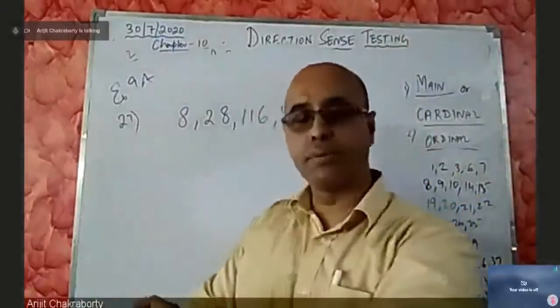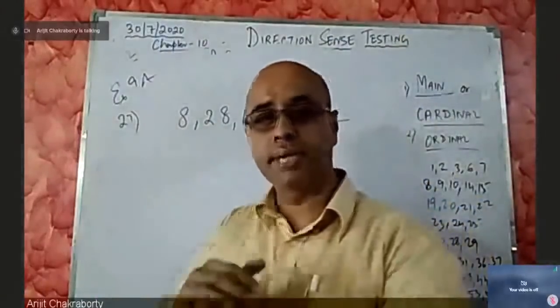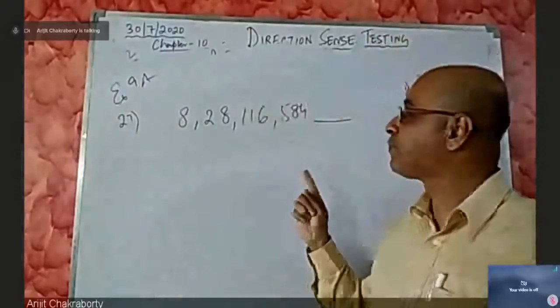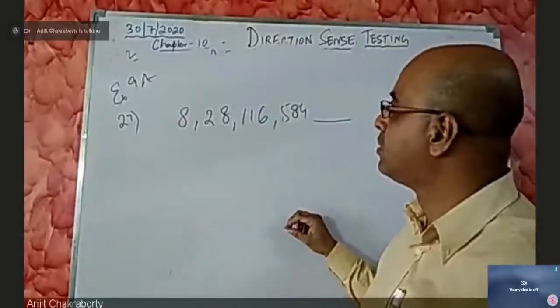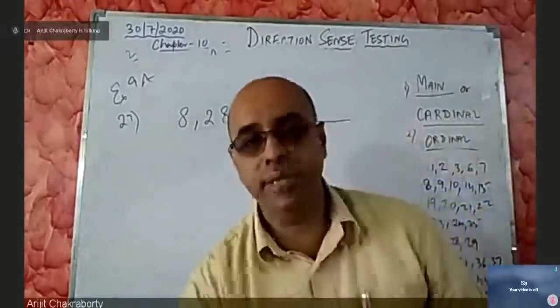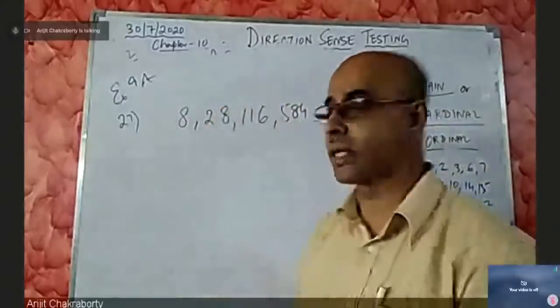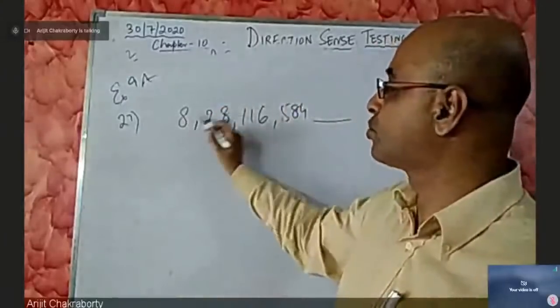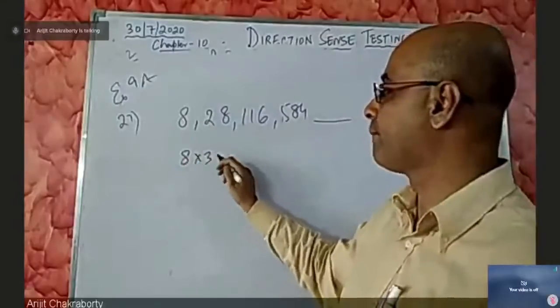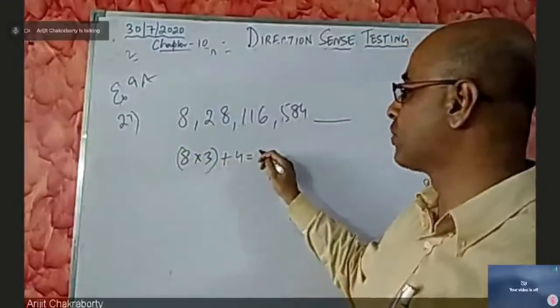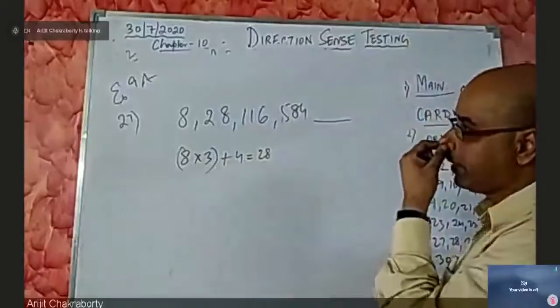Okay, we should give ourselves 10 seconds to crack it. 8, 28. Okay, let's try and see. Working hypothesis, just 10 seconds. 8 into 3 is 24. Plus 4 is 28. Fine?